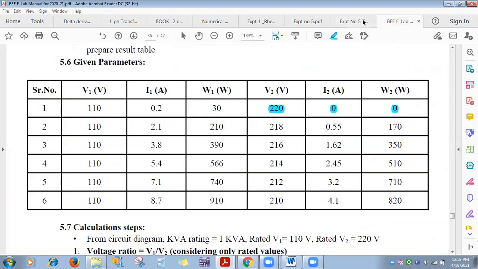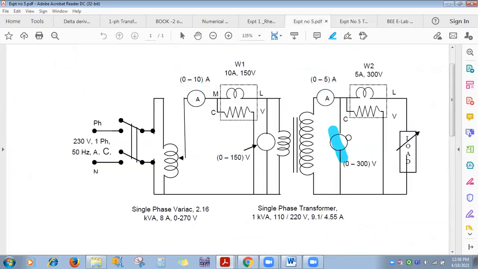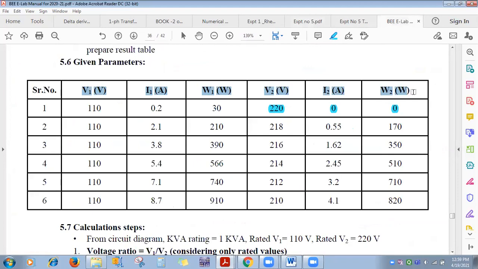See here, the circuit diagram. In this diagram, all of you make a correction. Don't connect this voltmeter over here. Connect it across the load. Here you can see this is V1, this is I1, this is W1 on the primary, and on the secondary I2, W2 and V2. This is the observation table: V1, I1, W1, V2, I2, W2. Go on changing the load and note down the readings. Keep V1 constant. That's it.